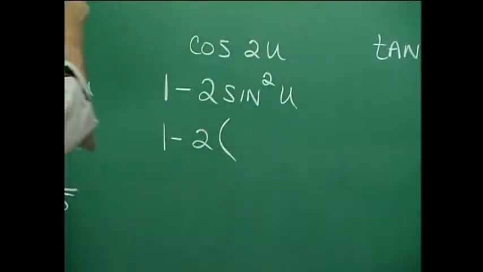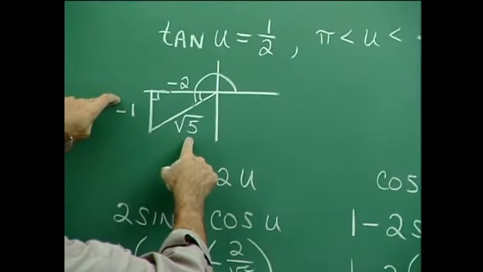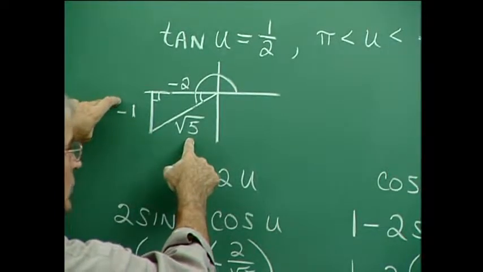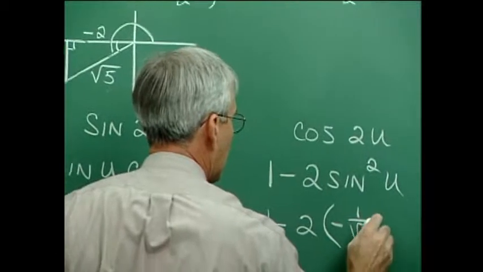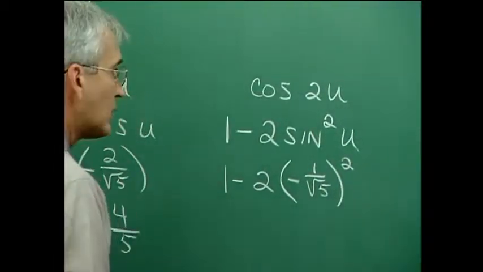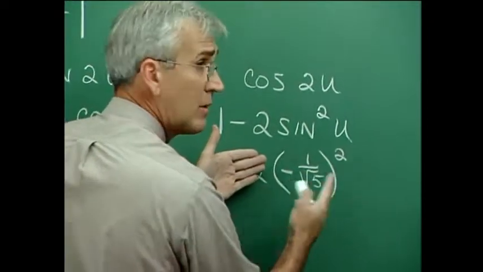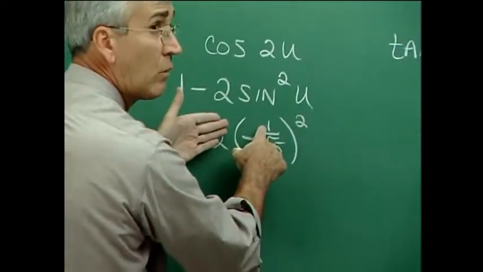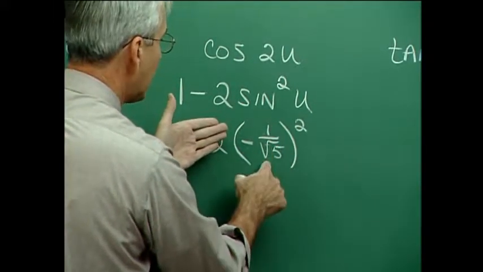Well, again, we look back over here, and the sine of this angle, opposite over hypotenuse, is negative 1 over root 5. So negative 1 over the square root of 5, and all of this is squared. And now it's a matter of evaluating, and we can just about think our way through it. When we square the negative, it's going to be positive. When we square the 1, it's going to be 1. And when we square the square root of 5, it's going to be 5. So this is just 1/5.